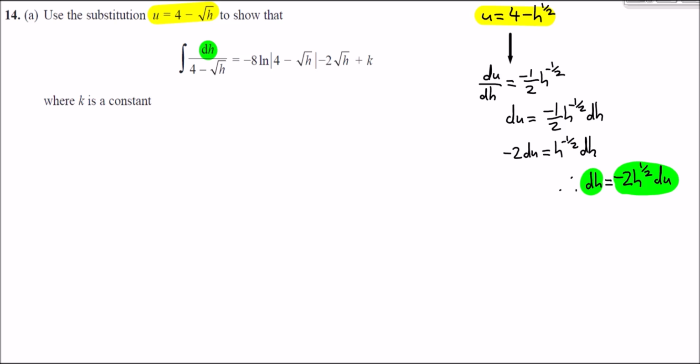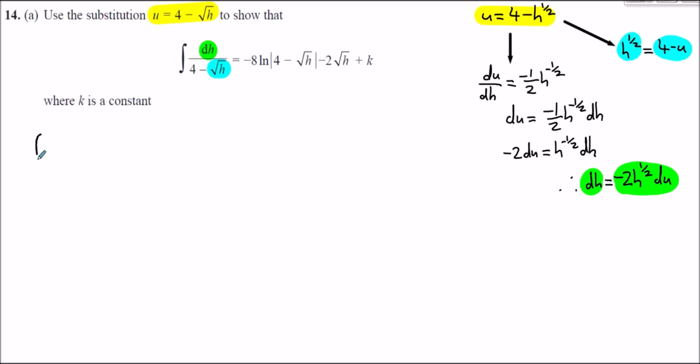As well as this, you might also see that we've got a root h on its own to contend with, and we can work out what root h is by just rearranging what u is, because u is given in terms of root h. So in other words, root h, which I'm going to leave as h to the 1/2, a simple rearrangement, we can see that root h must be 4 minus u. So now it's a case of just transforming this into a form we can now integrate.